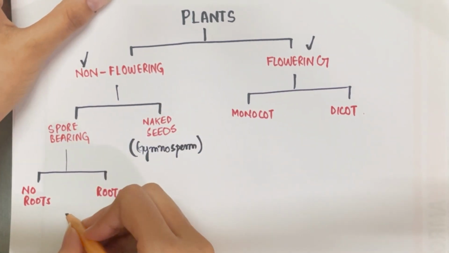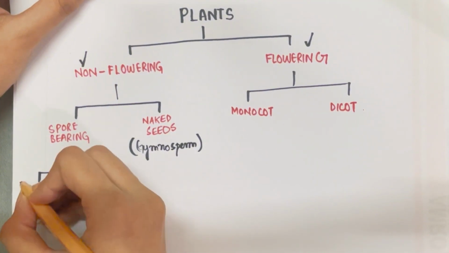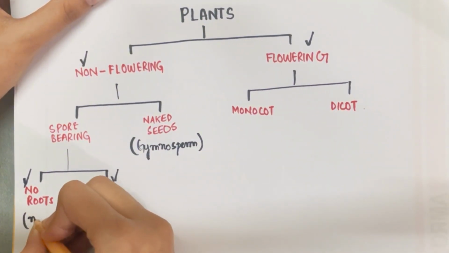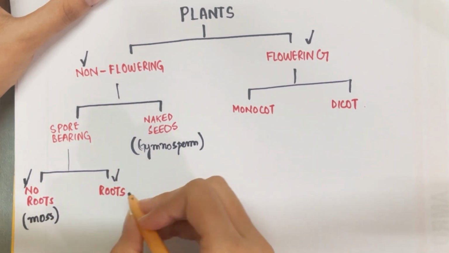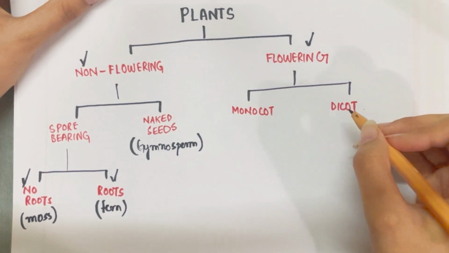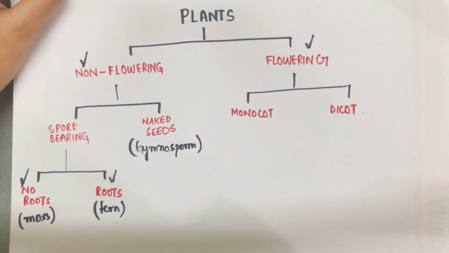If they are spore bearing, then there are two types of spore-bearing plants. Either they are non-rooted or they have roots. The one which has no roots, the example is the moss, and the one which has roots, the example is the fern. So moss and fern are the examples of the spore-bearing non-flowering plants.